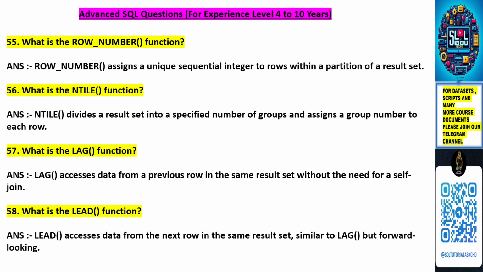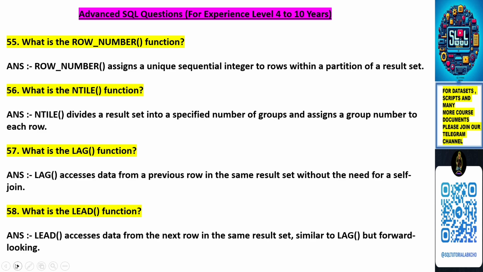So for lead, the last row will be null because for the last value there will be no next value. Okay, so similarly as for lag, the first row is null and in lead the last row is null. Okay, now move on to the next question.